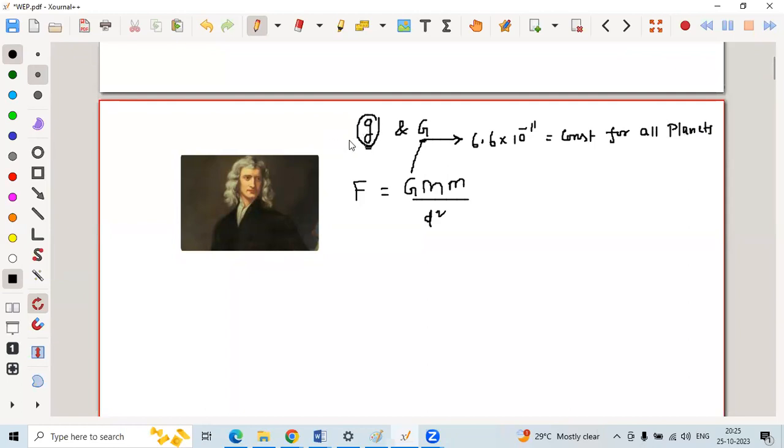It varies from planet to planet. For example, for Earth, tell me the value of g. 9.8 meters per second squared. That's all. Now Google it and tell me what is g on the moon.